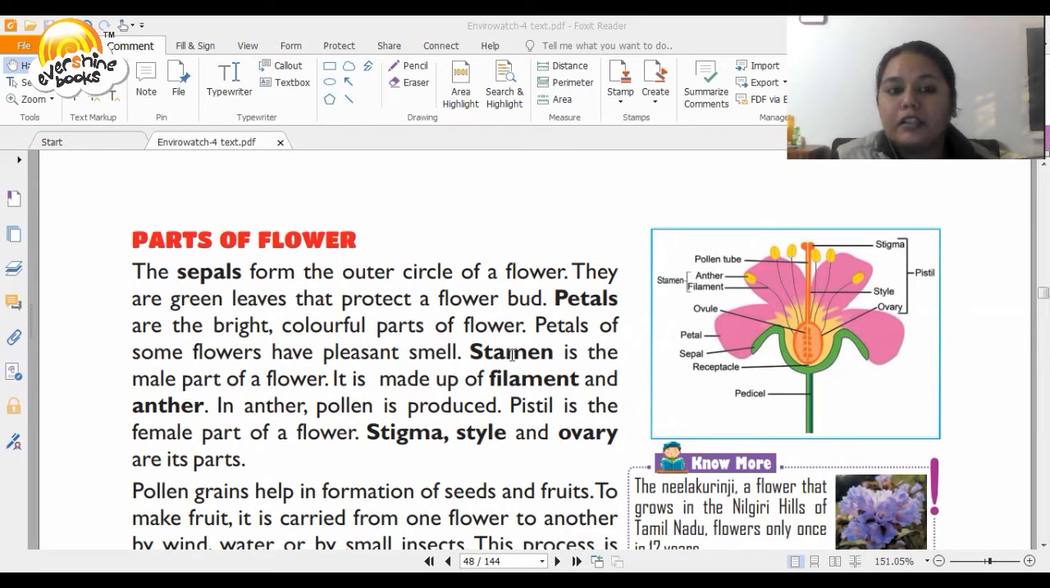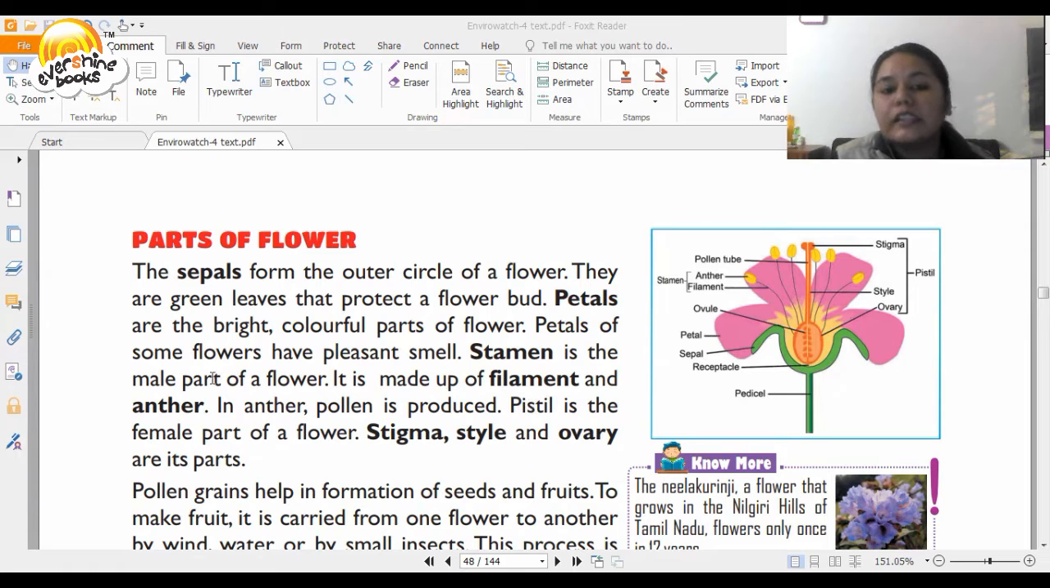Then you have stamen. It is the male part of a flower. It is made up of a filament and anther. So, if you look at the stamen, you can see this tiny line which is going right. So the stamen, it is made up of filament and anther. So this tiny line is the filament and the above portion is called the anther. In the anther, pollen is produced.